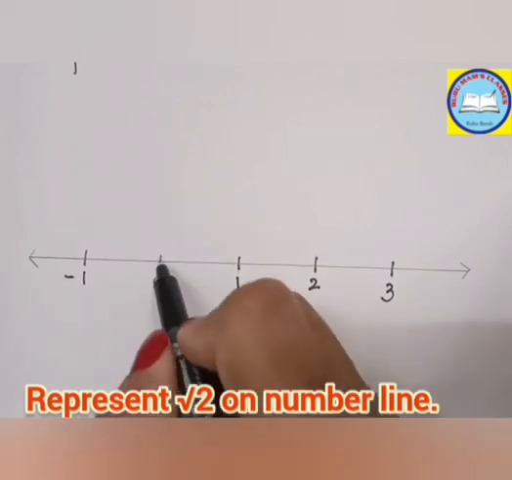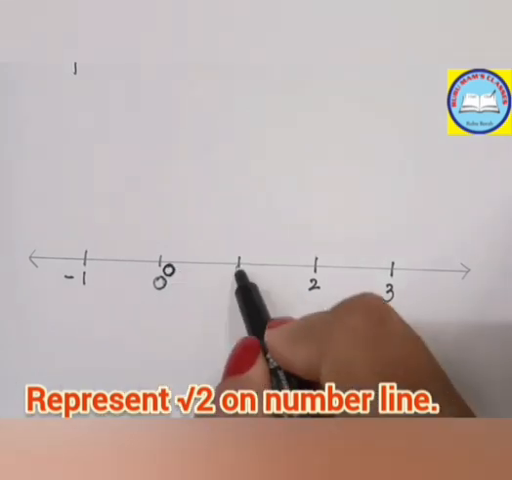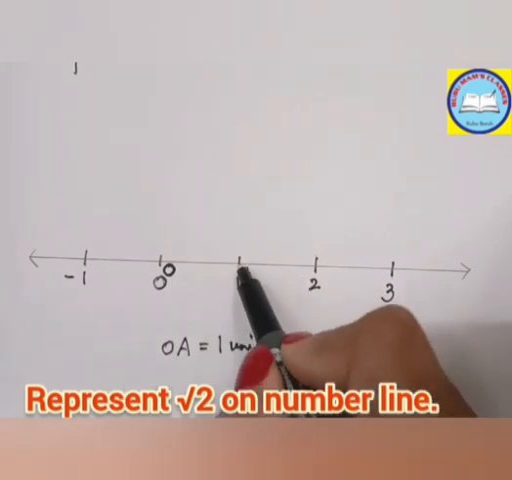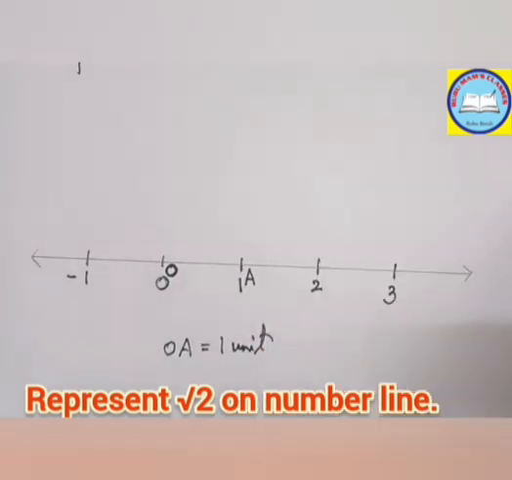Now what we'll do, this 0 point, let us mark as O. So 0 is O and this 1, let us mark as A. The distance between 0 and 1, that is OA, we assume as 1 unit. Now we need to draw a perpendicular line at A. So our next step is to draw a perpendicular line at A.